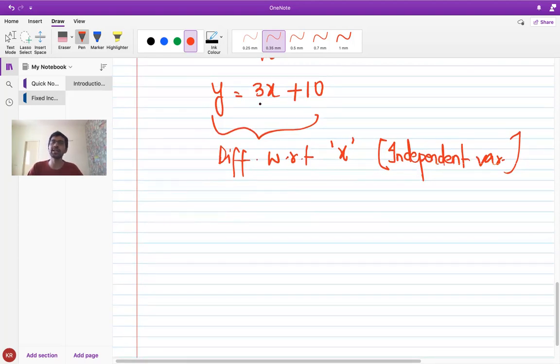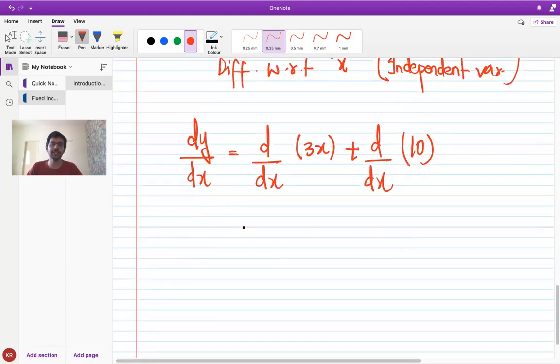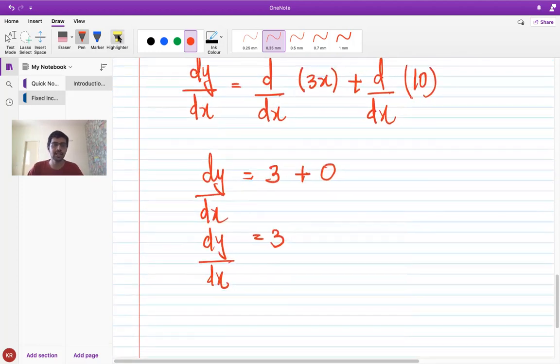So when I do d by dx of this whole equation, what I get on the LHS is dy by dx, which is equal to d by dx of 3x plus d by dx of 10. And d by dx of 3x is nothing but 3. And d by dx of a constant is going to be equal to 0. Okay, dy by dx is equal to 3 plus 0, which is equal to 3. Therefore, dy by dx is actually nothing but 3.